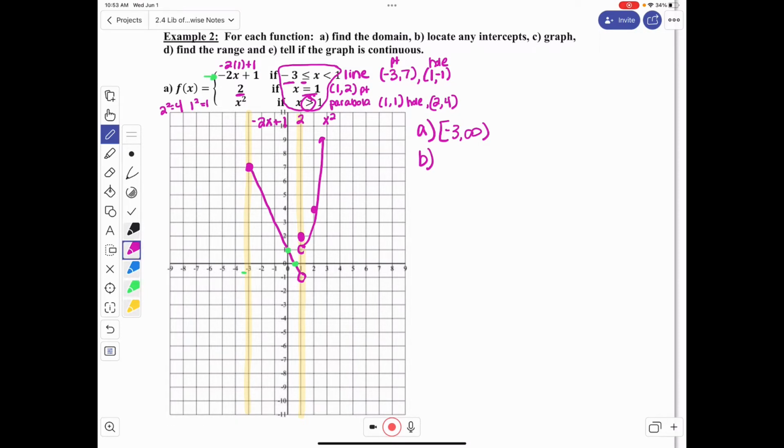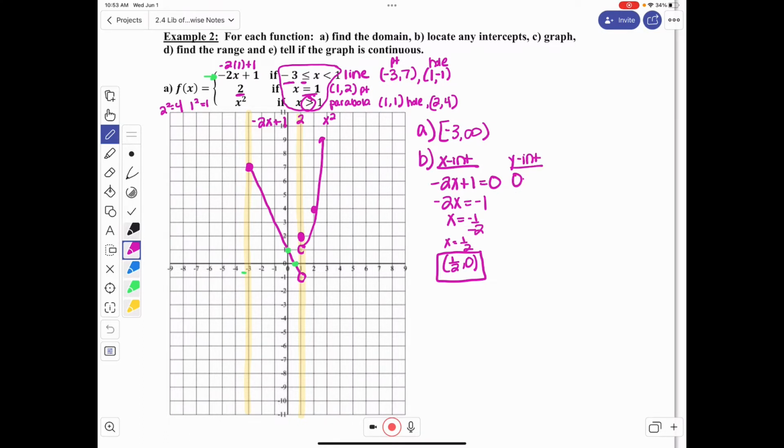So if I do my x-intercepts first, then I have negative 2x plus 1 equals 0. Negative 2x, and move the 1 to the other side, divide by negative 2. So basically x equals 1/2. So I have 1/2, 0 for the x-intercept. And that line also gives me a y-intercept.